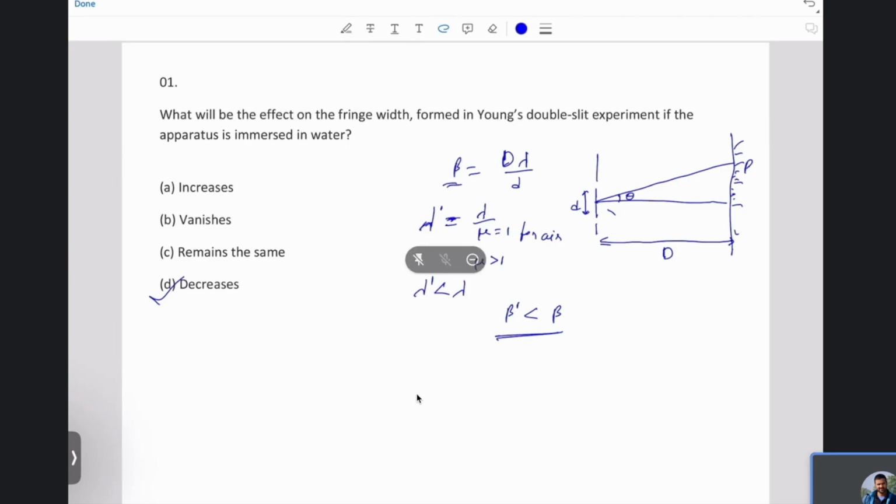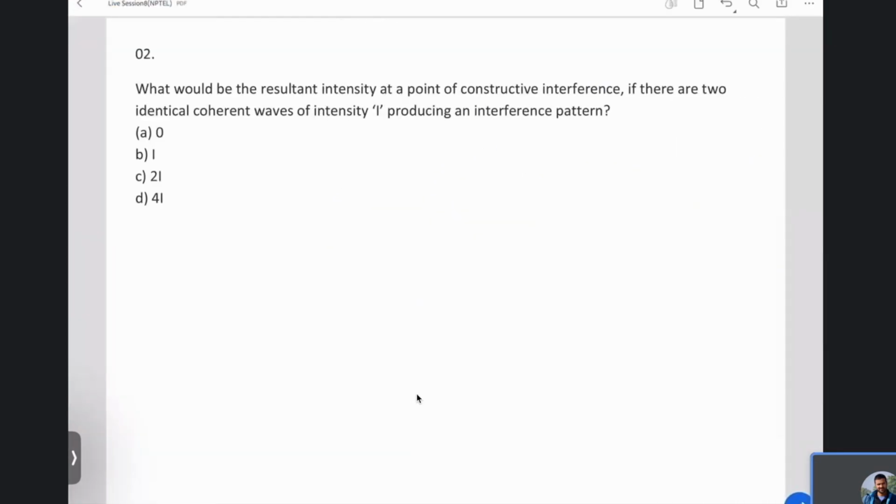let me go to the next problem. Here we have another question on interference. The question is, what would be the resultant intensity at a point of constructive interference if there are two identical coherent waves of intensity I producing an interference pattern? So the intensity of two waves is given.